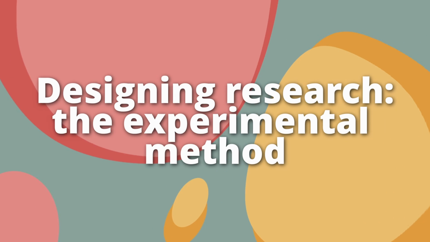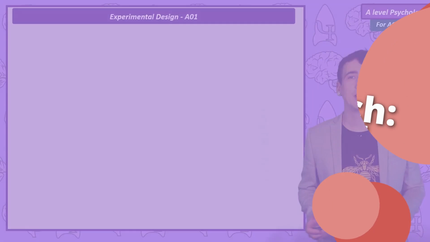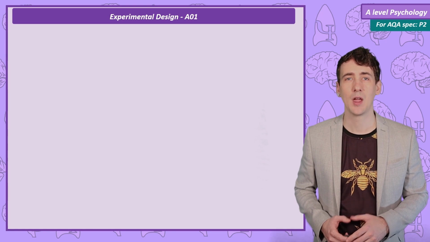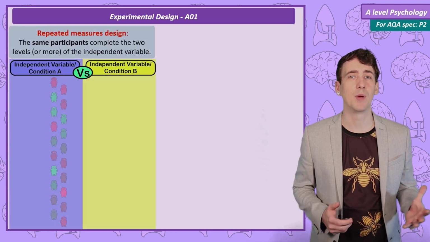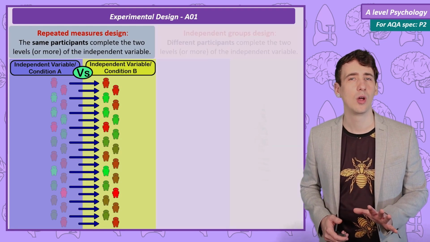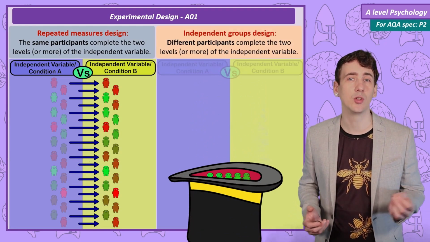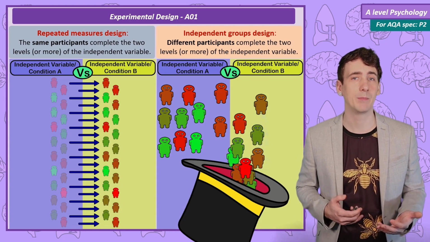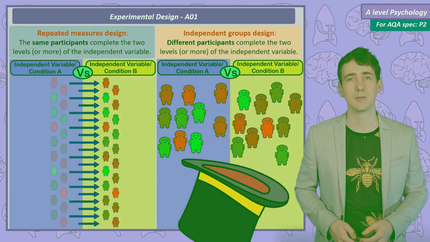Designing research, the experimental method. I'm going to cover 2 experimental designs first, and they are fairly simple to understand. We can either get all participants to complete both conditions of the experiment, and that's a repeated measures design, or we can randomly split the sample into 2 groups, and get one group to complete condition A, and the other group condition B, and that's an independent groups design.